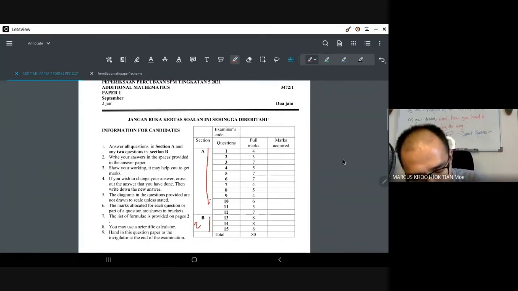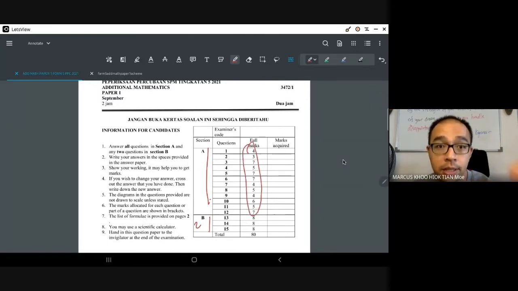Tetapi lihat di sini ya. Okay, there is no set mark for a certain question. Some people think that, oh, okay, 12 soalan dan ada 48, oh no, sorry. 80 minus 16 is 64 marks kan. So 64 divided by 12.